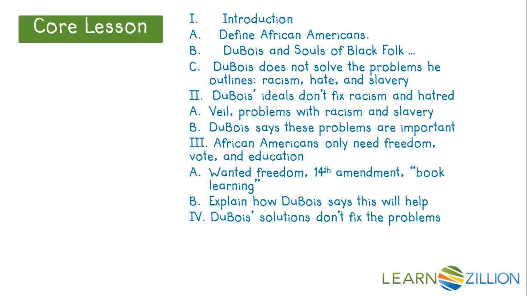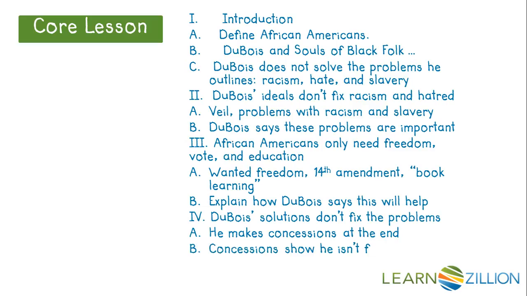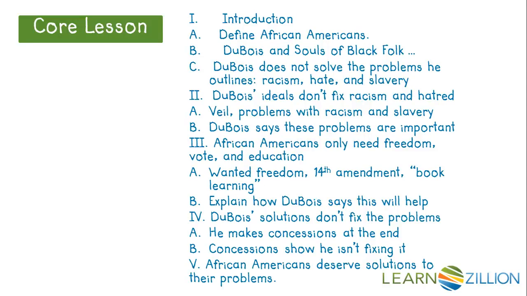Well, I'm going to repeat myself. The Du Bois solutions don't fix these problems. And that he makes concessions at the end, that's my evidence. And that these concessions, he's admitting that he isn't fixing these problems, that these problems will still exist. And then finally, in my conclusion, I want to talk about how African Americans deserve solutions to their problems. So that's the full outline that I'm really going to use to write my rough draft. And remember, we're just drafting, so we can always revise.